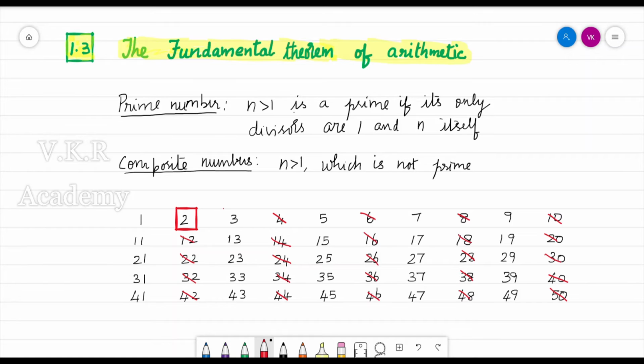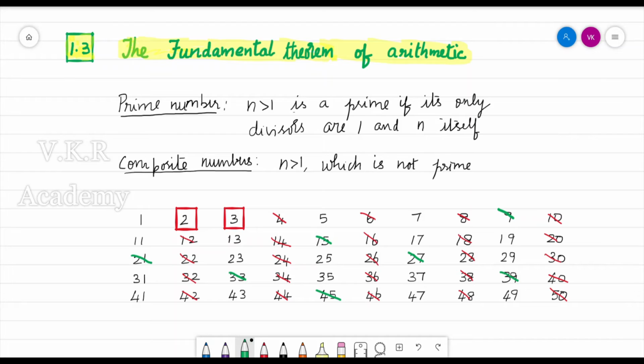Now, take the next available integer that is not struck off, circle it, and cancel out all the multiples of that integer. Now 3 is the next integer that is not struck off. So circle 3 and cancel all the multiples of 3. So it's 9, 15, 21, 27, 33, 39, 45.